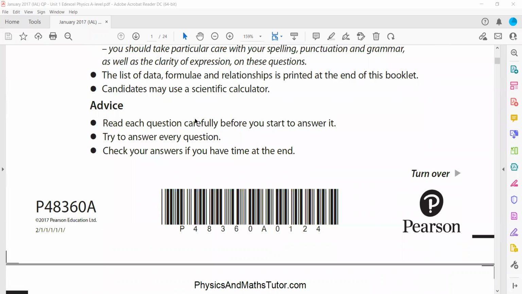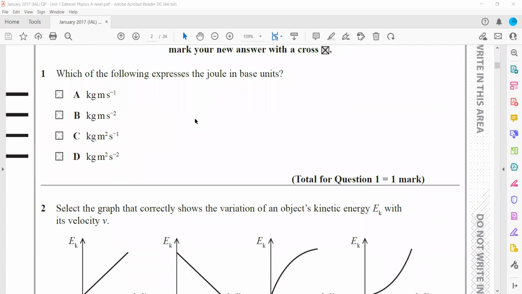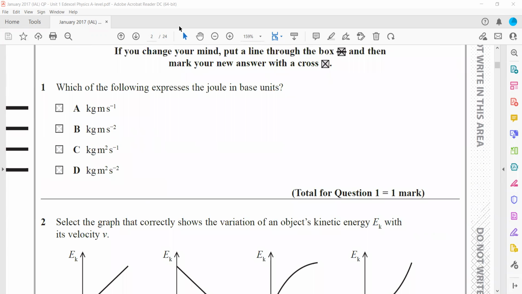January 2017, Unit 1. The first question: which of the following expresses the joule in base units? Joule is a unit of energy, or we can say work done. And what is work done? Work done is force times distance. So force is Newton and distance is meter.